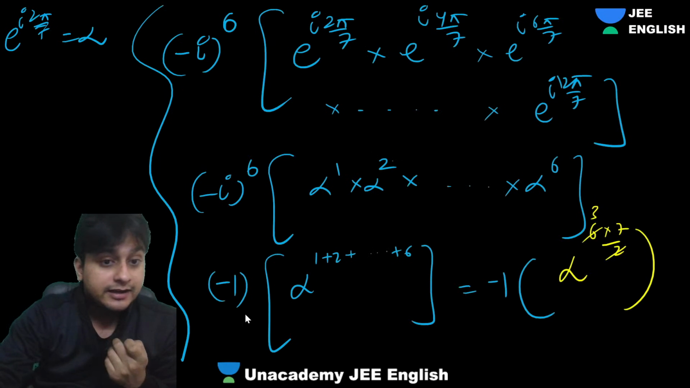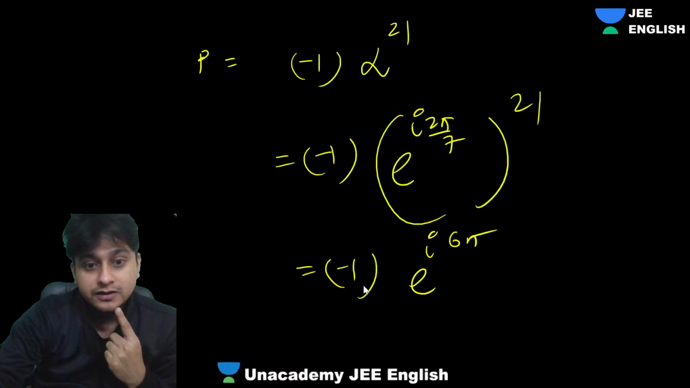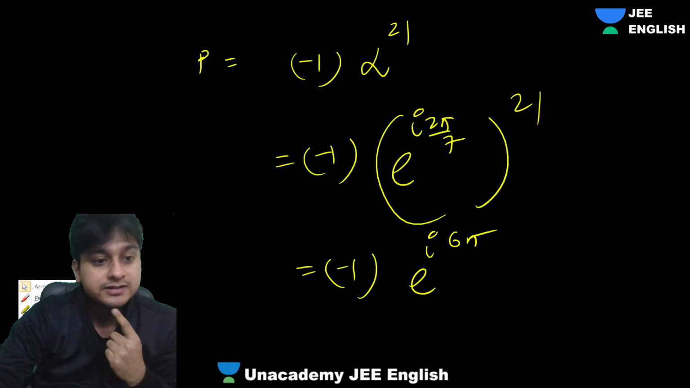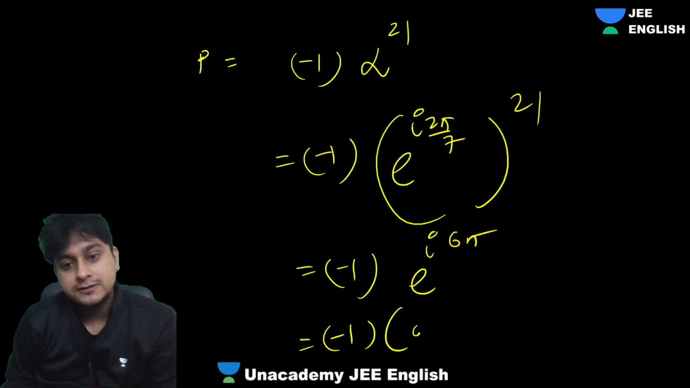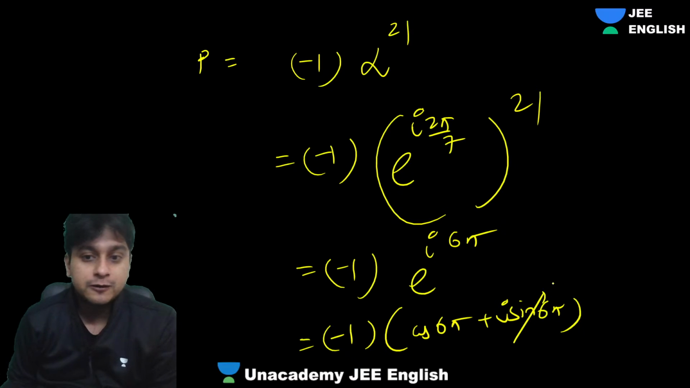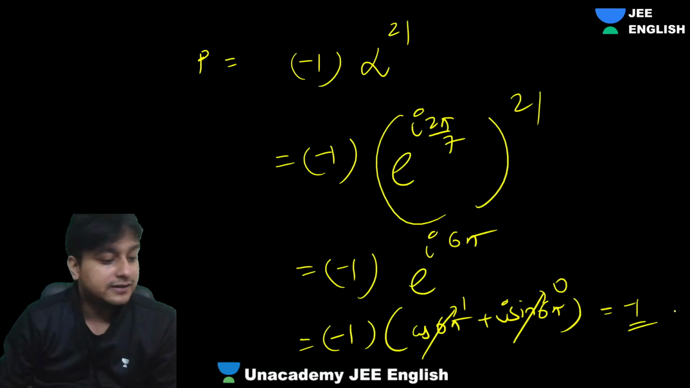That's minus iota power 6, so it will be minus 1, isn't it? So what are we getting? We are getting minus 1 into cos 6 pi plus i sin 6 pi. Cos 6 pi is 1, and sin 6 pi is 0. So 1 into minus 1, the answer is minus 1.